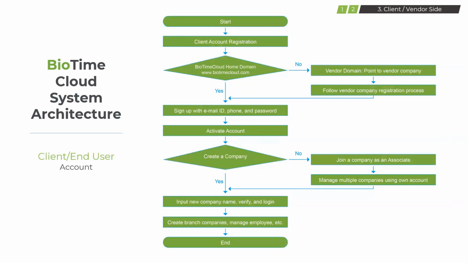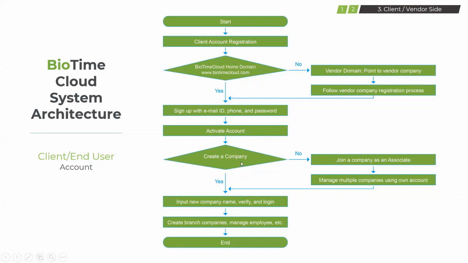The client and end user account, to start with: how does the client or end user account register? To start with, they need to log into the biotimecloud.com URL, that is the BioTimeCloud home domain. When they log in there, they can sign up with their email ID, phone, and password. And then you will get an email with activate account.